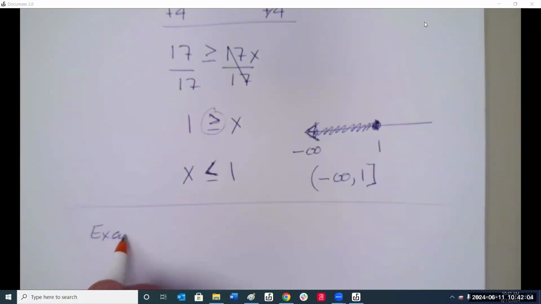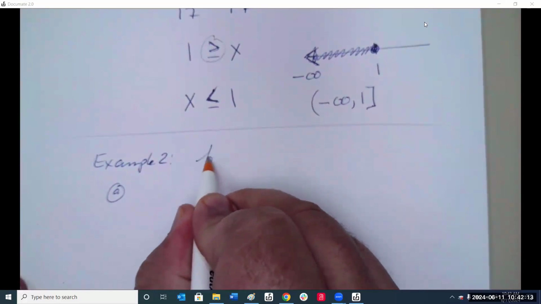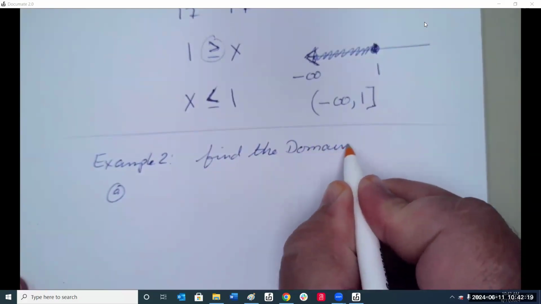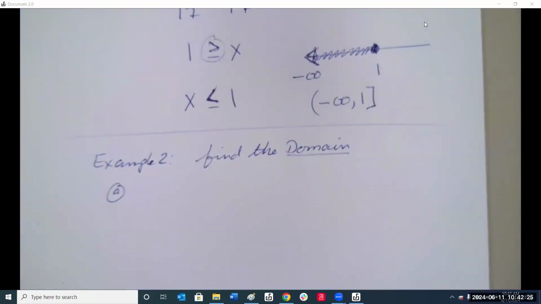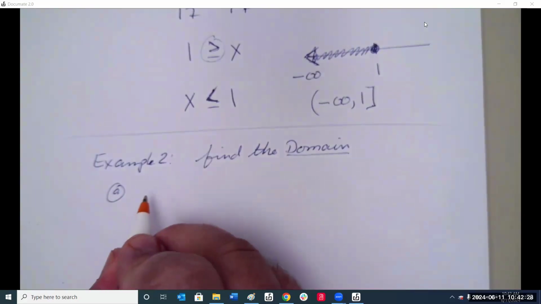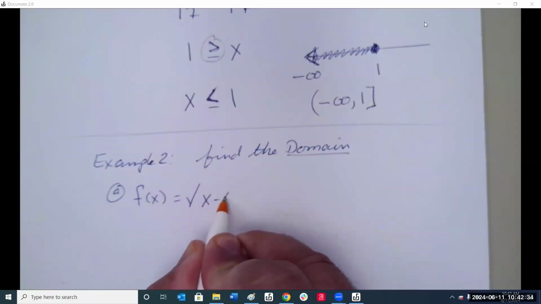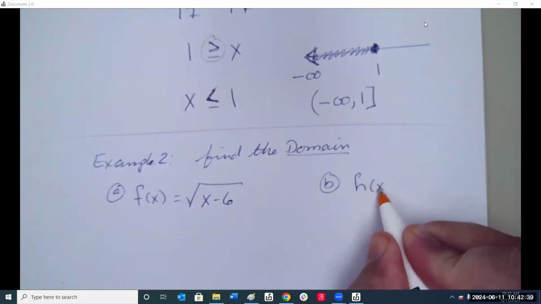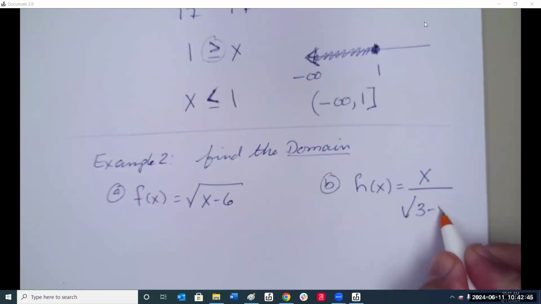Example 2. Find the domain of these functions. What is the domain? All possible x values, exactly. So we have f of x equals square root of x minus 6. And b is h of x equals x over square root of 3 minus x.